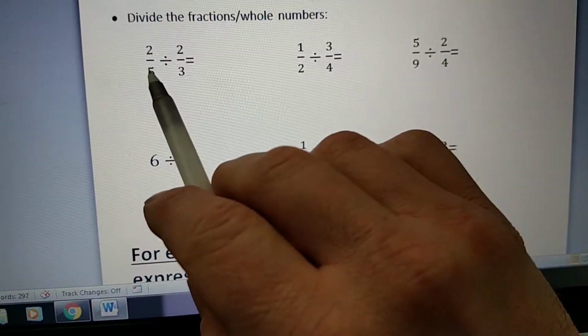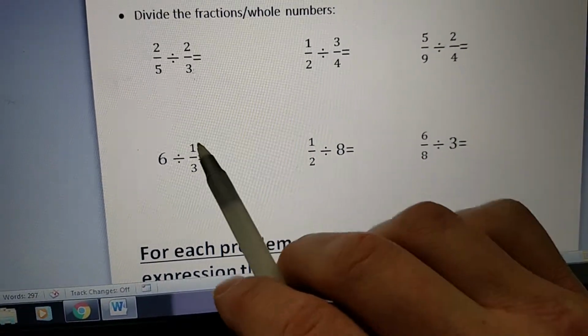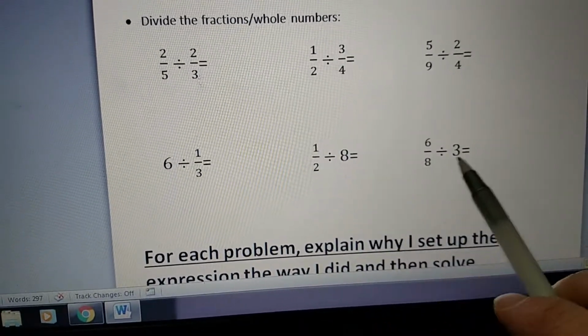So the second part, there's the first part, second part. Flip the second part.